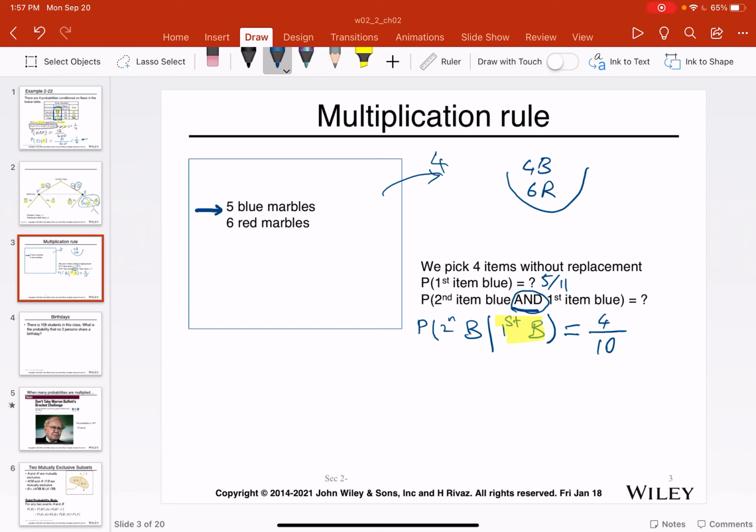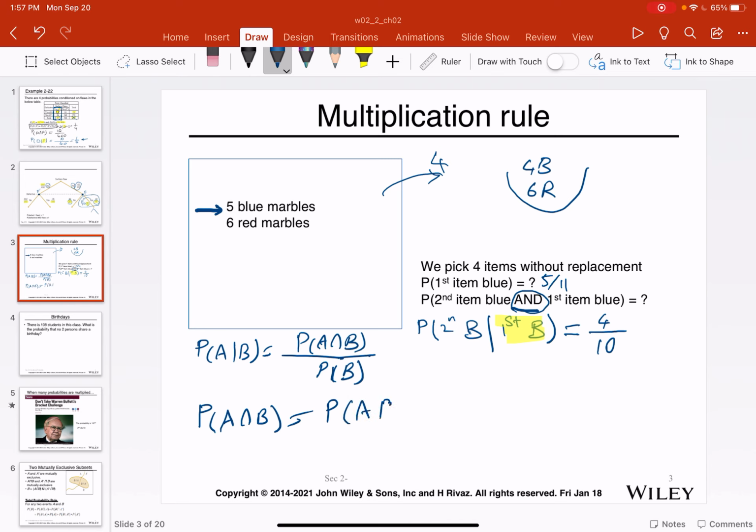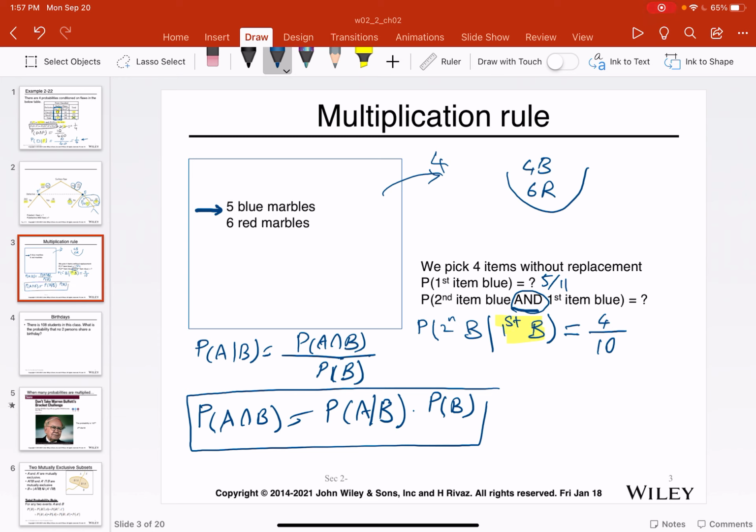And now I'm going to use the conditional probability rule, but the other way around. Remember, P of A given B is P of A intersection B divided by P of B. So that means that P of A intersection B is equal to P of A given B times probability of B. This is the same equation, and it is a very useful equation. You're going to use it very often.